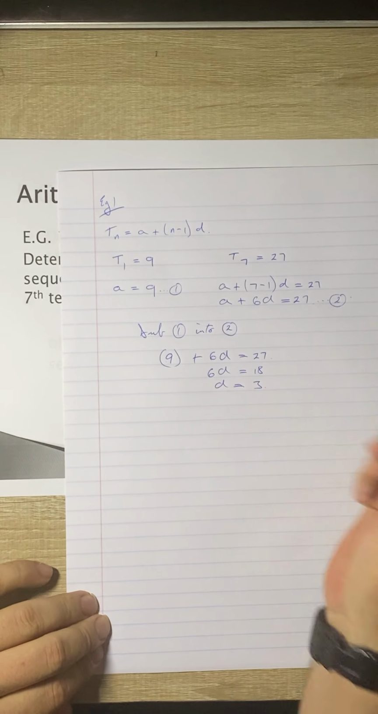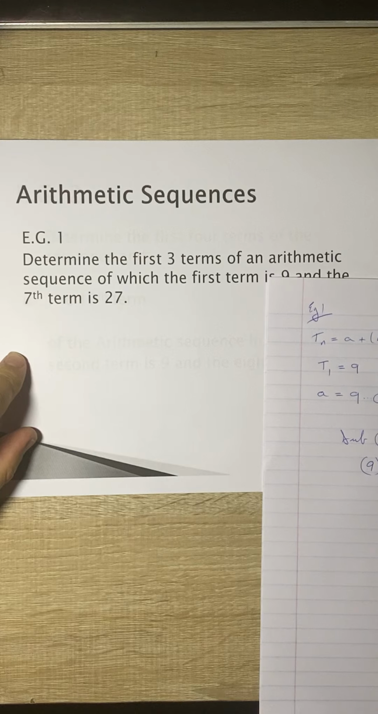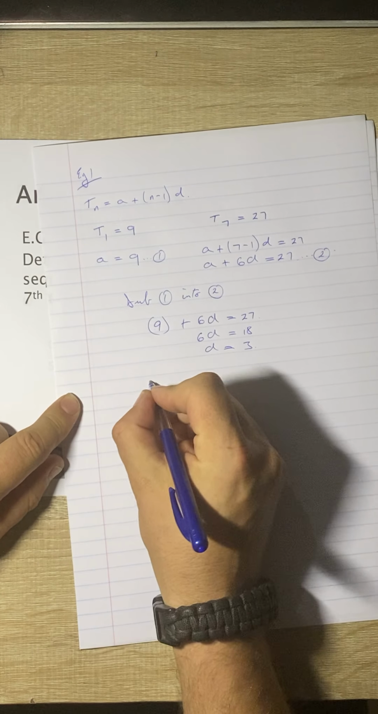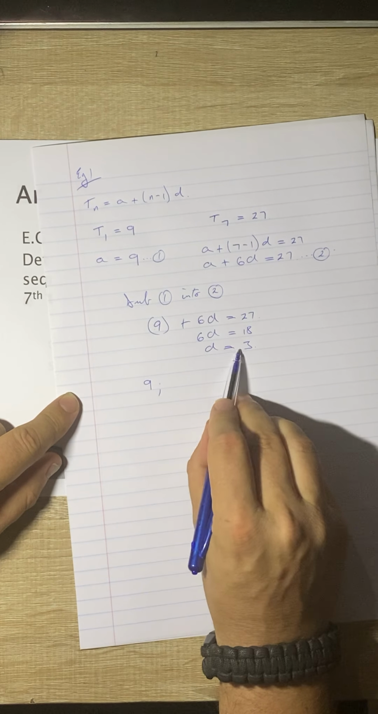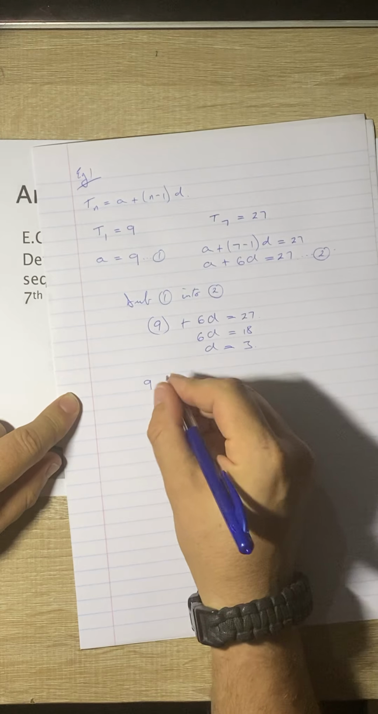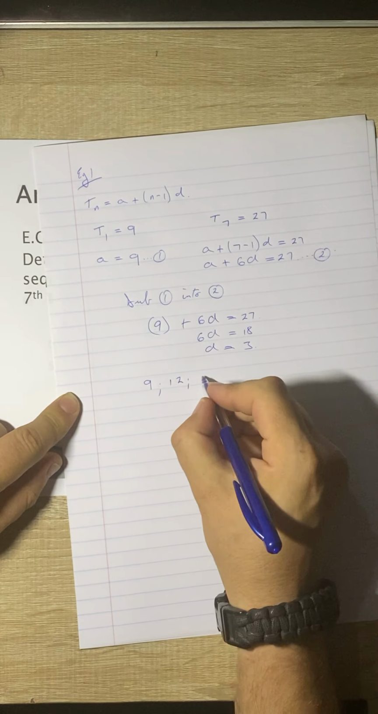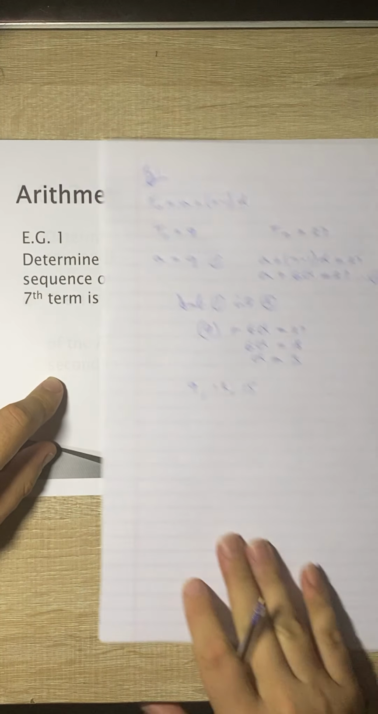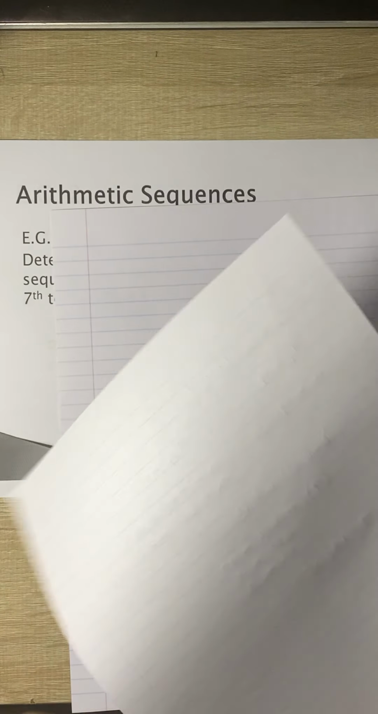Okay. So now we know what A is, and we know what D is. And they're asking us to find the first three terms. So our first term is going to be 9. How do we get to the next term? Well, it's our common difference, which we've just worked out. So we add 3 to that, and we get 12. How do we get to the next one? Add 3 and we get 15. So there's the first three terms of that arithmetic sequence. Okay, we go to the next example.